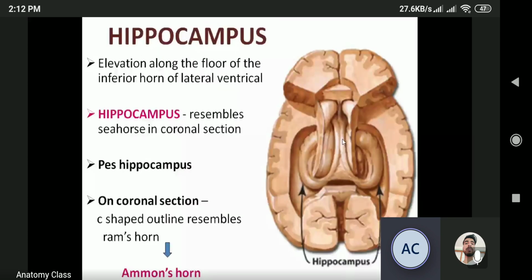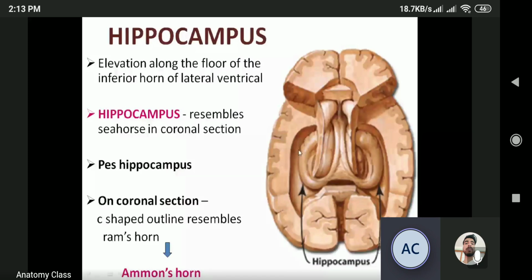The next component part of the hippocampal formation itself is the hippocampus. The hippocampus causes an elevation along the floor of the inferior horn of the lateral ventricle. Okay, here in this section, this C-shaped structure is the hippocampus. The word hippocampus is derived from Greek, hippo, which refers to horse, and campus, which refers to sea monster. As it resembles a seahorse shape, it is named hippocampus.